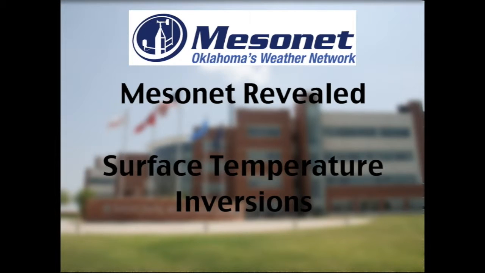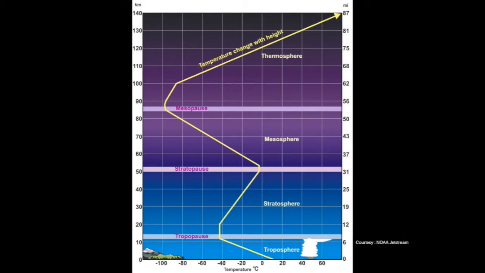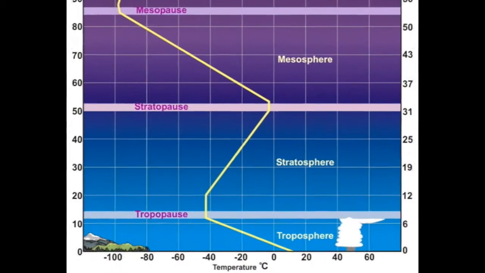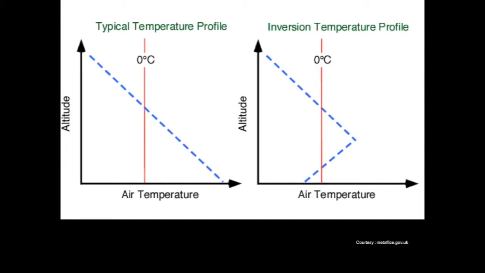This Mesonet Revealed video focuses on surface temperature inversions and how to read the temperature inversion map on the Mesonet website. Temperatures in the lowest level of the atmosphere, known as the troposphere, normally become cooler with height. During an inversion, temperatures near the ground surface are cooler and increase with height.